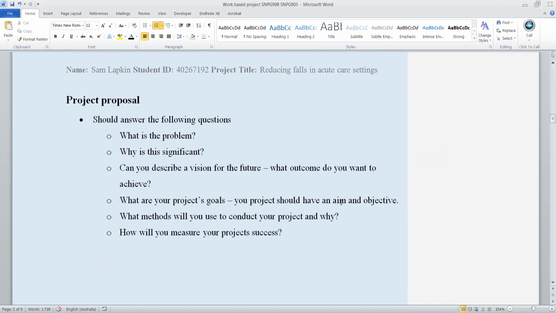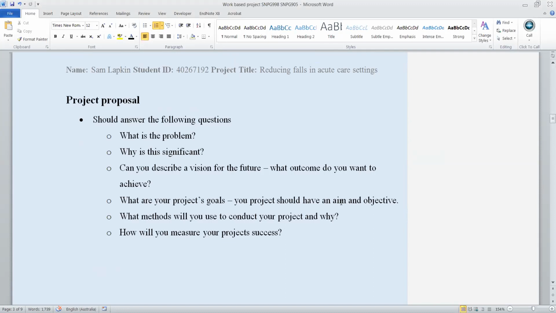Your proposal should answer the following questions. What is the problem in terms of the significance? Is it a local context? Is it an international problem? Or is this just an issue that is relevant to your practice, one of the priority areas of your clinical setting? So you need to clearly outline the problem and the significance of that problem. I will illustrate that with an example, as I've said, of one of the projects that I was involved in.